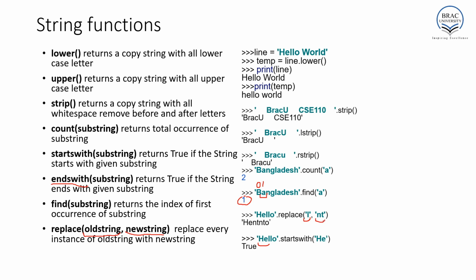What the computer will do is, every time it finds the occurrence of an L, it will replace that L by NT. So as you can see, HE, then instead of an L, I have an NT, and then again, instead of an L, I have an NT. Lastly, a 0 is printed.